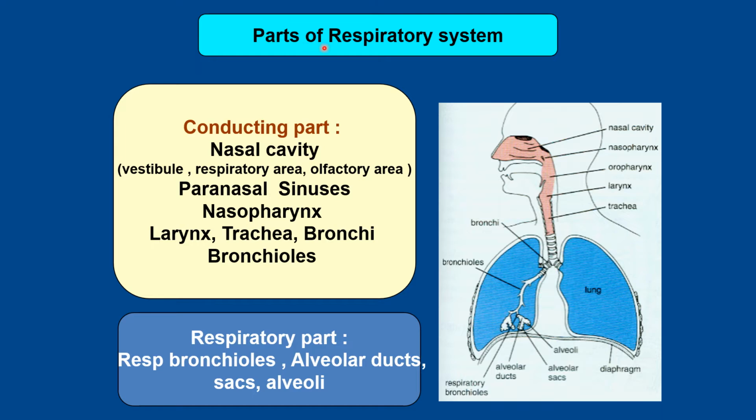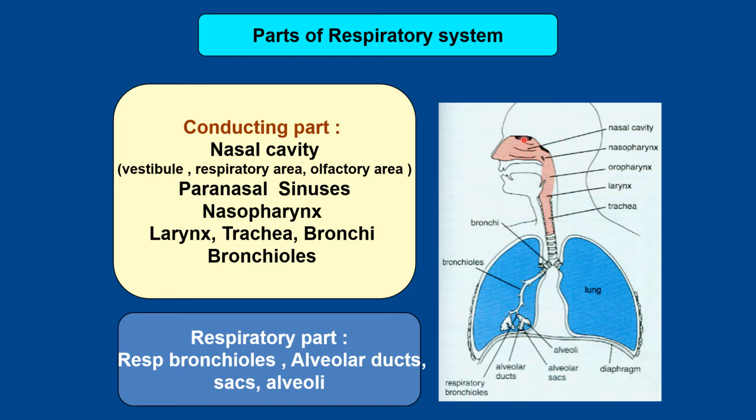Parts of the respiratory system. It has a conducting part and a respiratory part. Conducting part means it conducts the air, and respiratory part means where the respiration occurs, that means exchange of gas occurs. In the conducting part, there is no exchange of gas. The conducting part consists of the nasal cavity, which has smaller divisions: the anterior part is called the vestibule, the respiratory area, and the olfactory area. Here, the black marked area is the olfactory area.